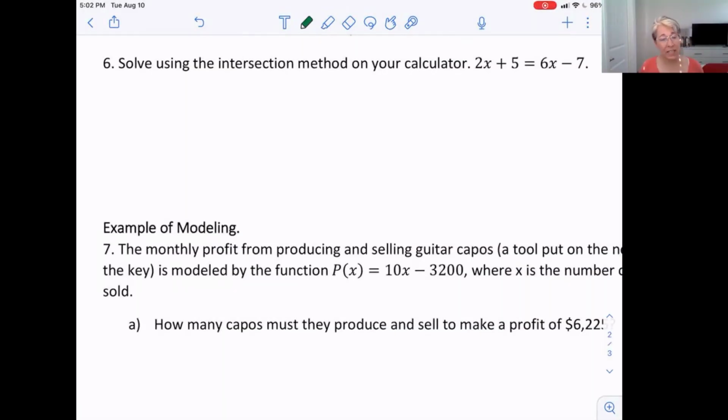On example 6, we're also going to be using our calculator, but with a different method. Instead of setting it equal to 0, we're going to be using what they call the intersection method. So we're going to take the left side of the equal sign, and let's call that equation 1, y1 equals 2x plus 5. And then the right side of that equal sign and set that equal to y sub 2, the 6x minus 7. And then pull out your calculator, and we're going to graph both of these.